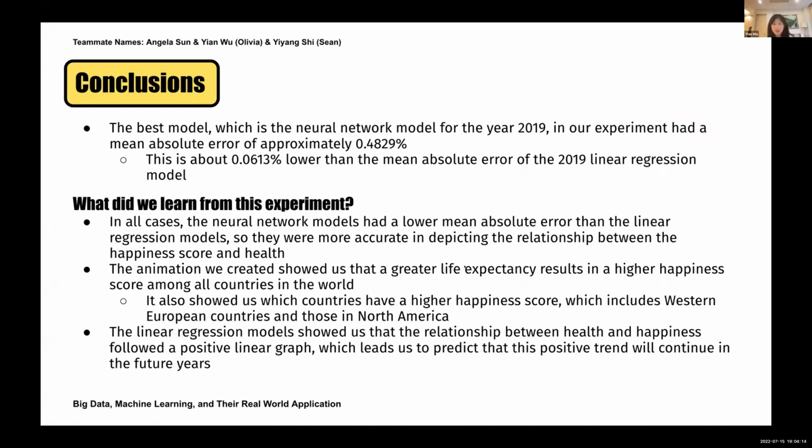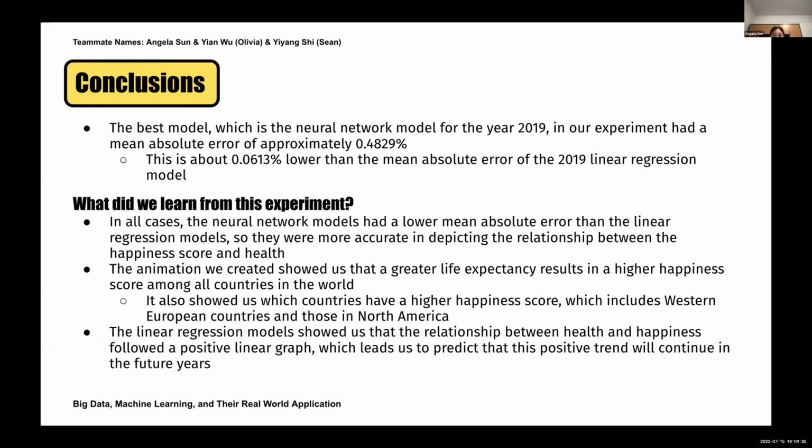From our experiment, we learned many things. First of all, as seen in the previous slide, in all cases, the neural network models had a lower mean absolute error than the linear regression models. So they were more accurate in depicting the relationship between happiness score and health, more specifically, the life expectancy.